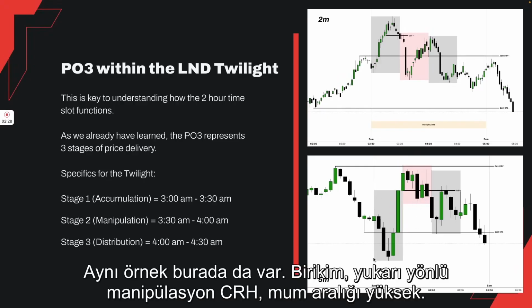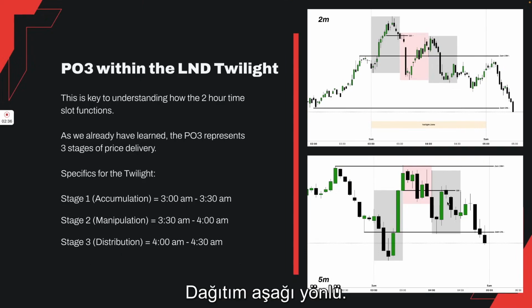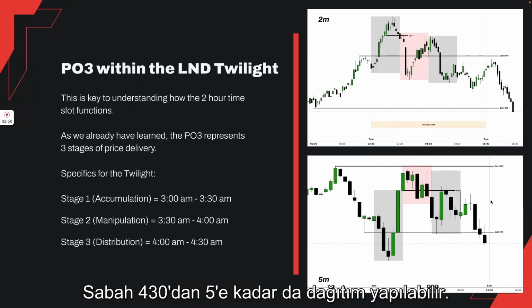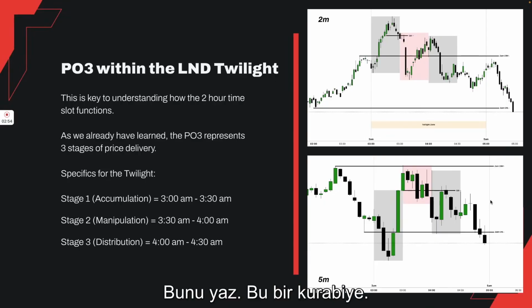Same example here, accumulation, manipulation to the upside, CRH, candle range high, distribution to the downside. And you must also realize we continued to distribute lower past 4:30. 4:30 to 5 a.m. can also be distribution. Write that down, that's a cookie.